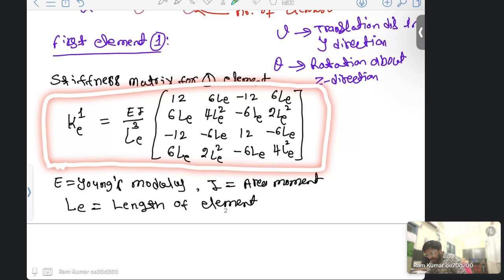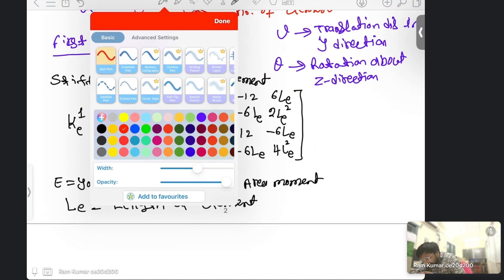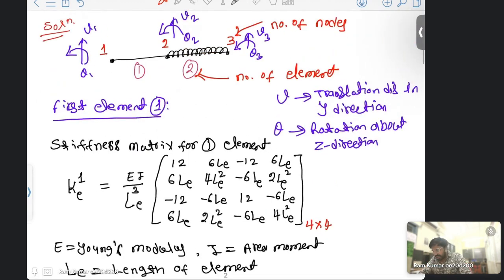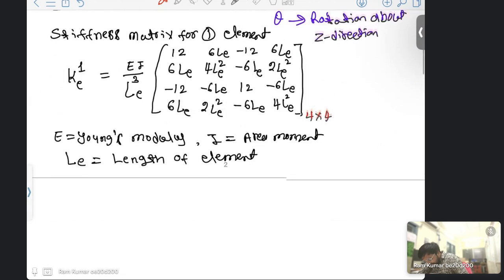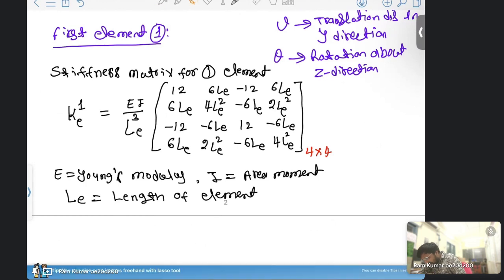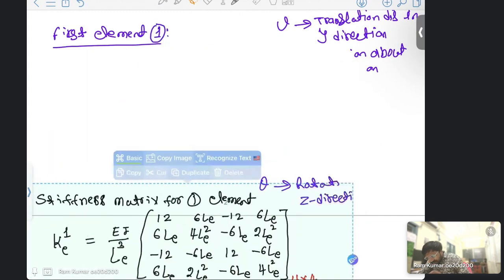This one: 12, 6L, then 12, 6L, minus 12, 6L, 6L, 4L. The best way to remember is that this is a symmetric matrix, and the size will be 4 by 4. Why 4 by 4? Because, yeah, I will write here. So for the first element, I just want to copy this one down. I want to take it down.